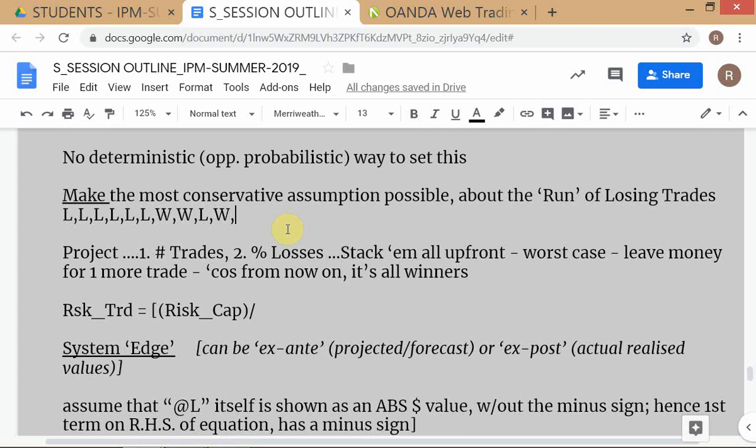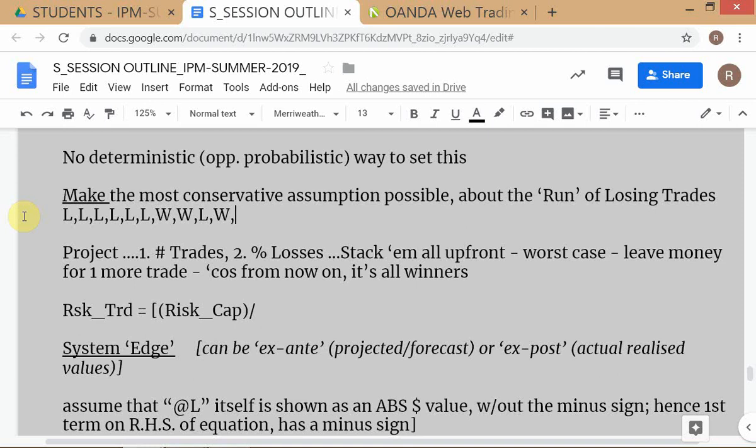Okay, when you're talking about a run of losing trades, obviously, if you're operating a trading system, you'll be doing many trades. And when you look at the distribution of trades, it'll be something like this. It may be something different. It may be like 10 losses in a row initially, then 15 winners, then 3 losses, then 5 winners. It'll be some kind of distribution. It could be all kinds of things, okay? But there will be some distribution.